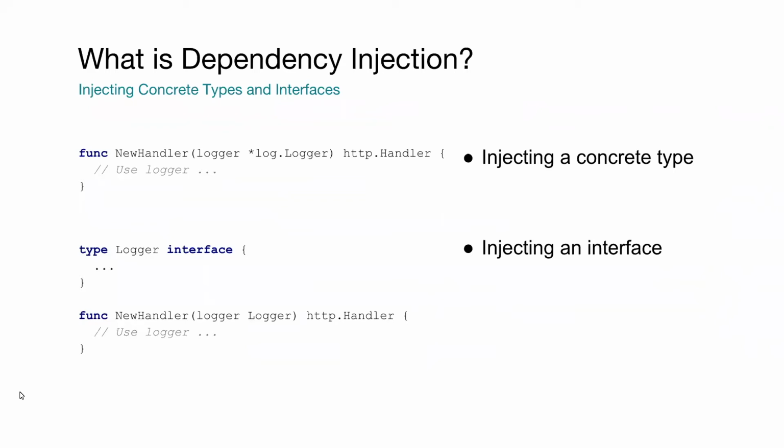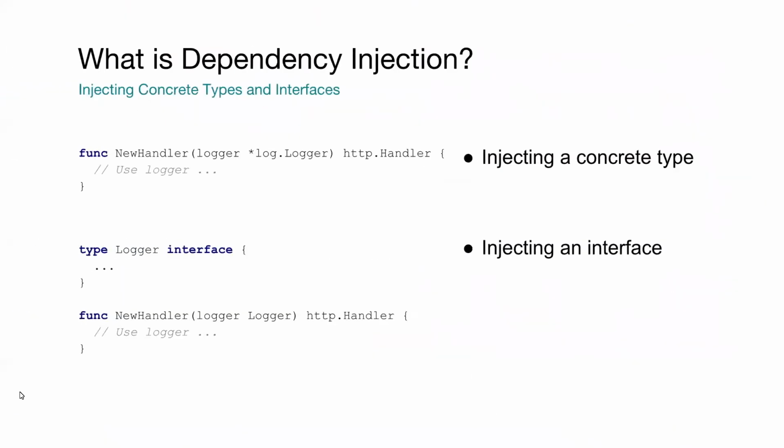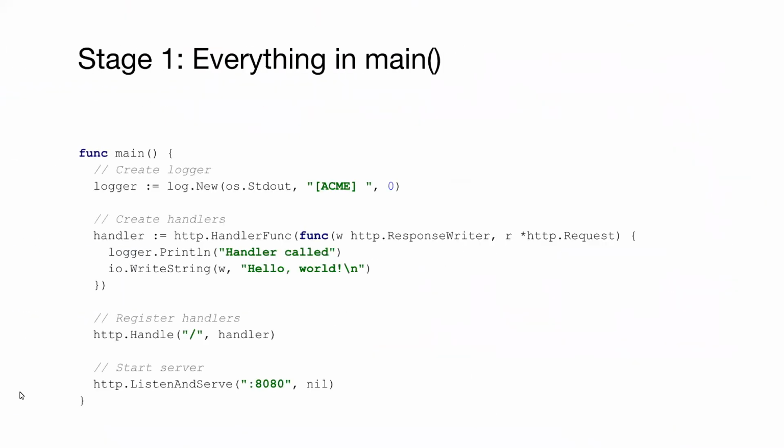I would like to demonstrate now how we can actually benefit from this technique by looking at a very simple example. Let's see this example here. I'm starting from a state where everything is in main to make it very clear. This is a very simple web server that registers a handler on the 8080 port, outputs hello world to the response, and logs a message to the logger, in this case to the standard out, with the handler code.